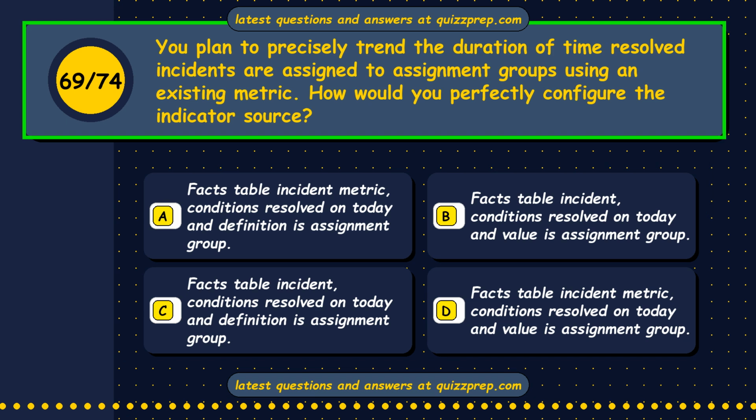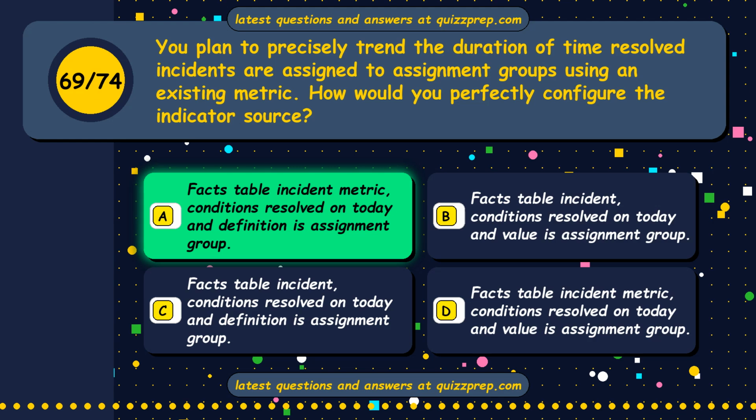Question 69. You plan to trend the duration of time resolved incidents are assigned to assignment groups using an existing metric. How would you configure the indicator source? Option A, Facts Table Incident Metric. Conditions resolved on today and definition is assignment group. Option B, Facts Table Incident. Conditions resolved on today and value is assignment group. Option C, Facts Table Incident. Conditions resolved on today and definition is assignment group. Option D, Facts Table Incident Metric. Conditions resolved on today and value is assignment group.